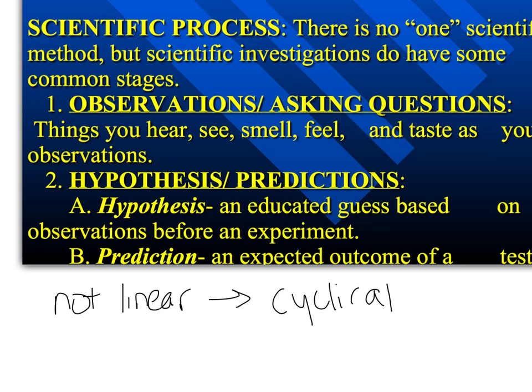An observation is where you see, hear, feel, or taste things that you have questions about. For example, you might see something like a platypus, and you wonder, is that thing alive? Then you make a hypothesis. A hypothesis is an educated guess based on observations before the experiment. So you may wonder, is that platypus alive? I think it is alive. If it is alive, then... Most hypotheses are in an if-then format, and you can make a prediction about that.